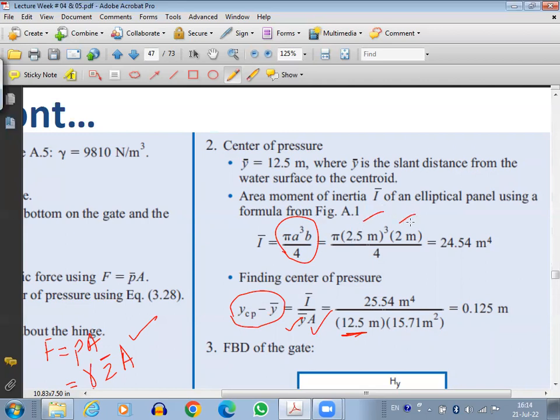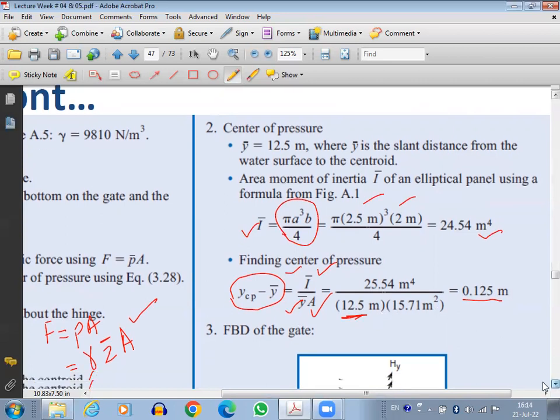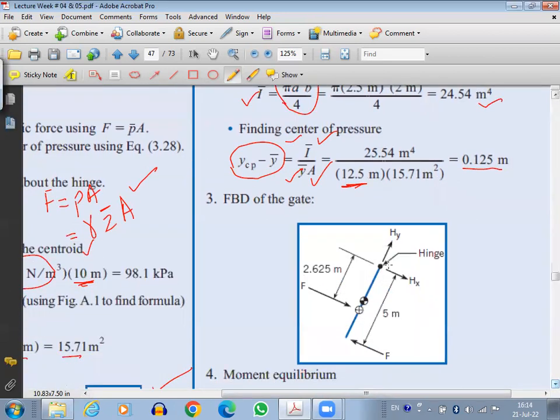So if you substitute the values and you know the formula, you can find I. So I is also here. Y bar is something you know, we have just discussed y bar. So if you substitute all the values, you're going to get YCP minus y bar. YCP minus y bar is 0.125, meaning on the surface of the ellipse, YCP is 0.125 below y bar. Is it clear?